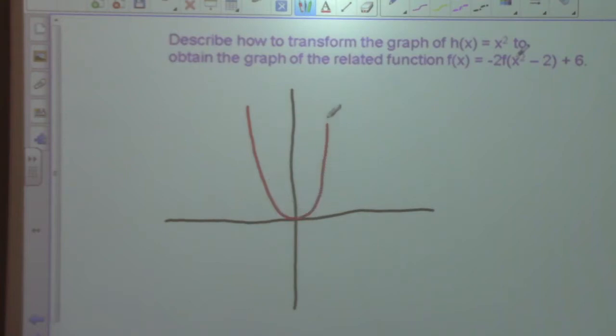This is going to be h of x equals x squared, and we want to transform this function into this one. So what will be your strategy for this? Any strategies? Anybody? What would you do? You're going to be given a problem like this on Wednesday's test. What are you going to do?